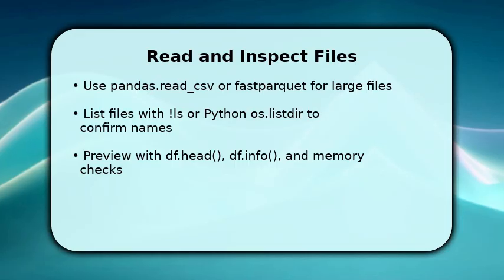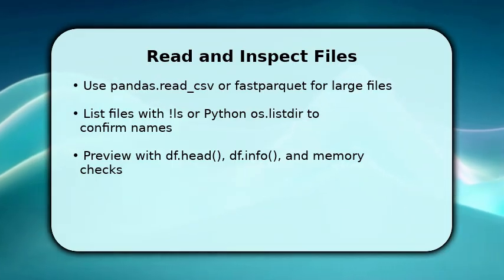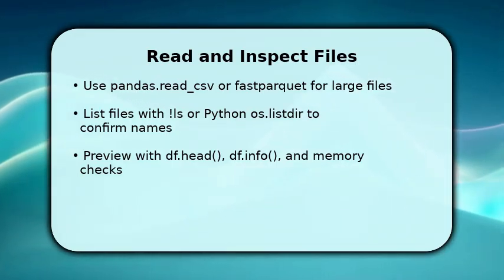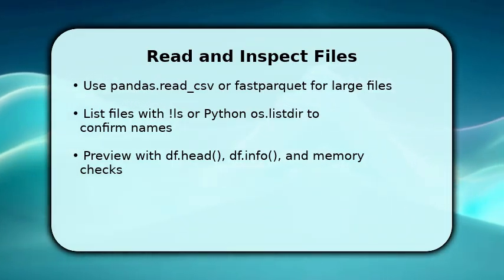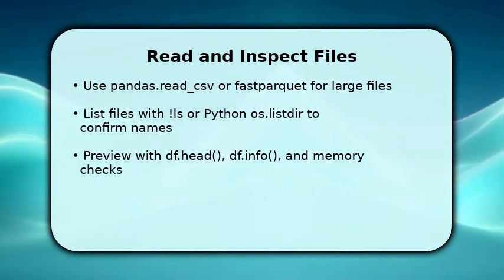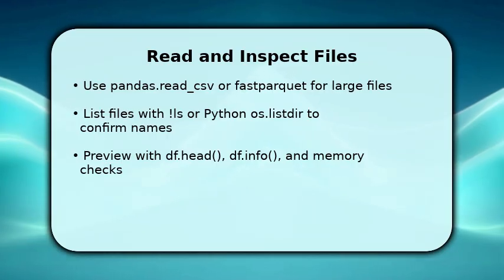Once loaded, call df.head and df.info to check dtypes and missing values. If memory is tight, downcast numeric types or load in chunks. These checks prevent surprises during modeling.